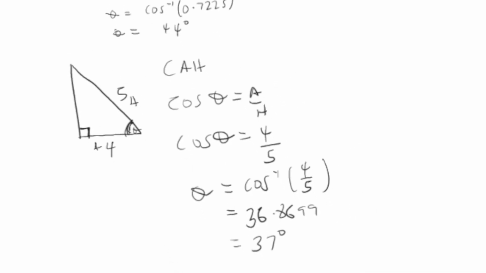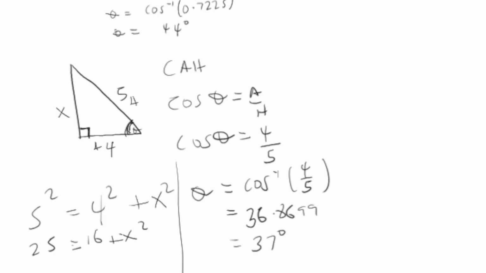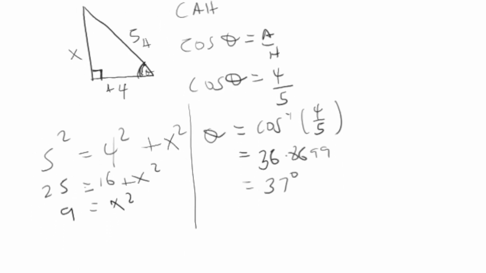Because using Pythagoras theorem, we're going to get 5 squared is equal to 4 squared plus x squared, if this is our x. This is going to give us 25 is equal to 16 plus x squared. So if you subtract 16 from both sides, you're going to get 9 is equal to x squared. And then if you find the square root of both sides, here will be 3.